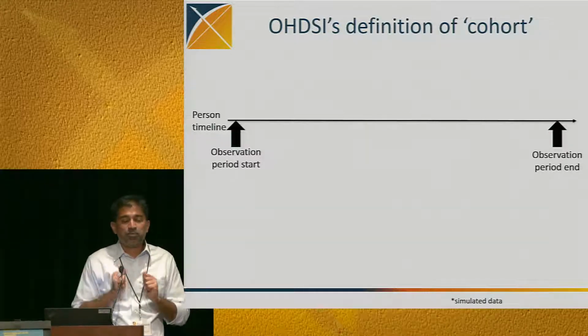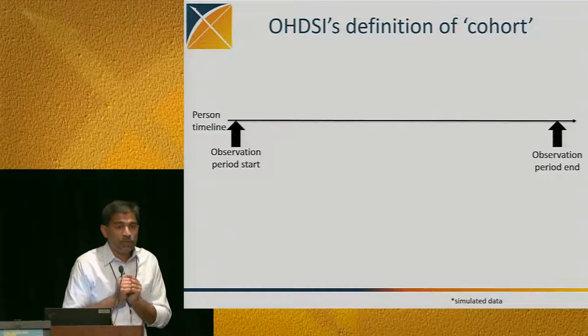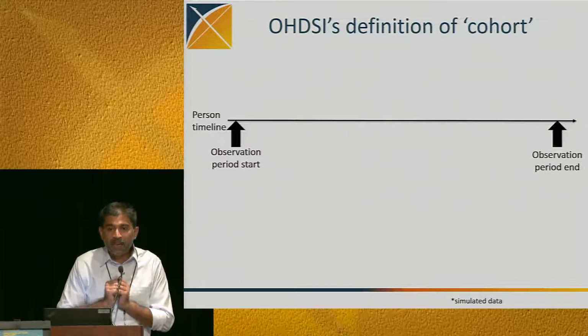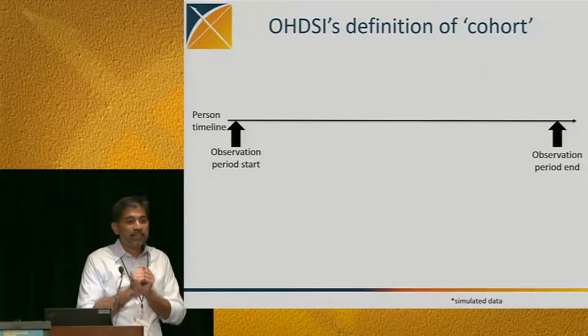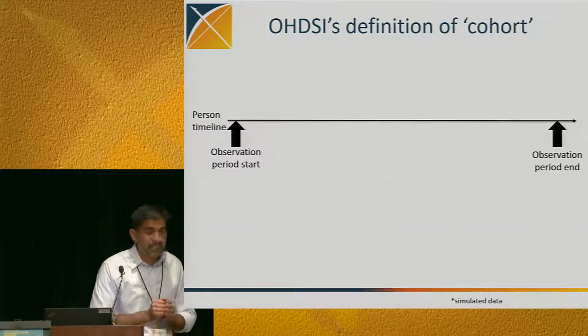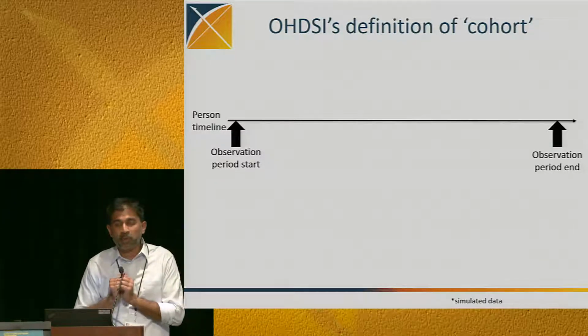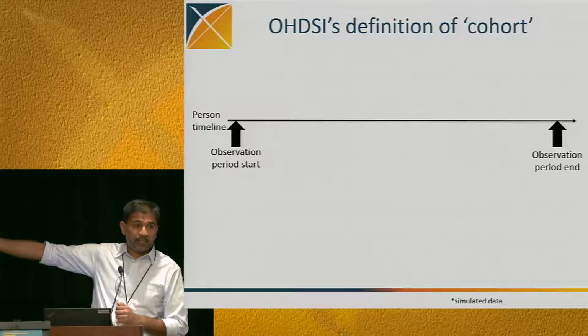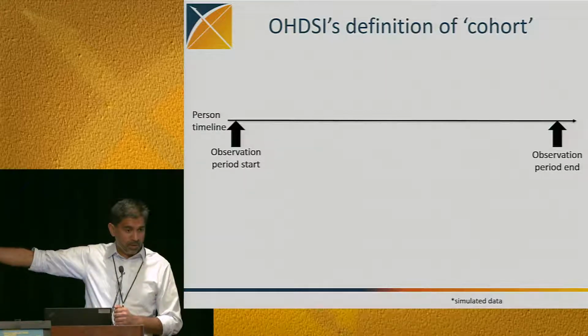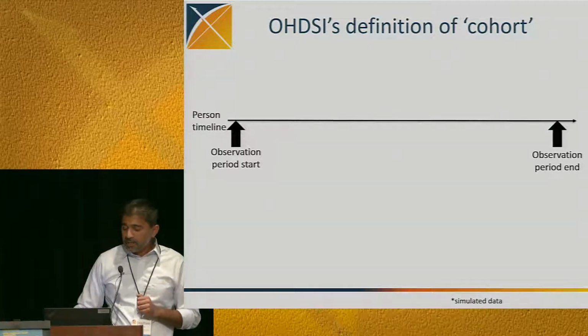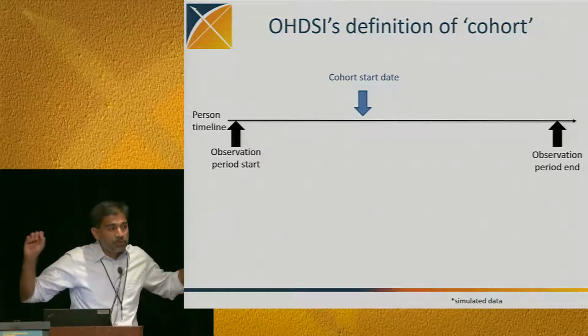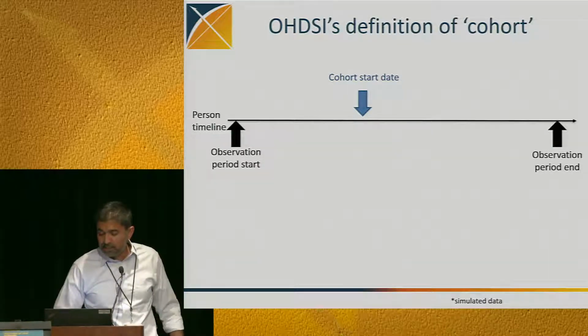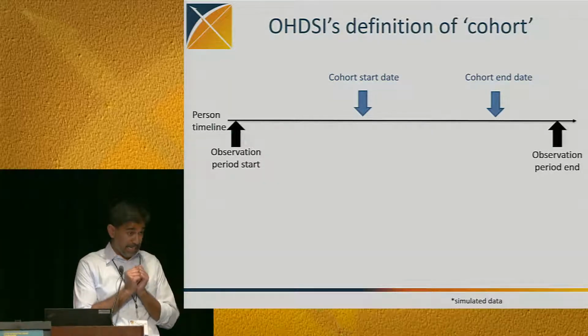So, every person has an observation period. You cannot have records for a person outside the observation period. This is a foundational rule of the OMOP Common Data Model, taught at the OMOP CDM tutorial in the next room. So inside that observation period is a person's cohort start date and a cohort end date.